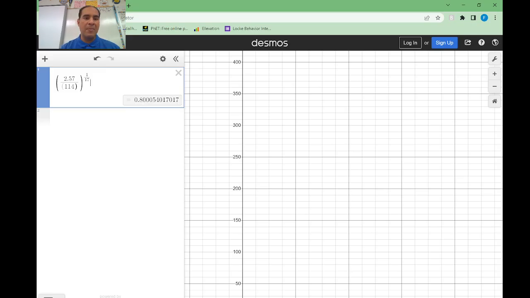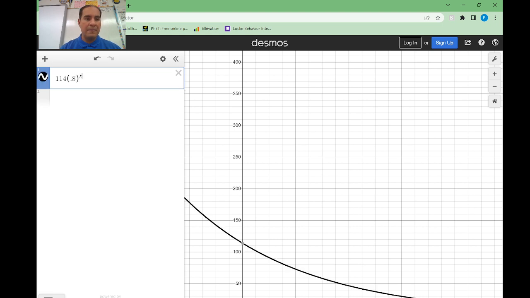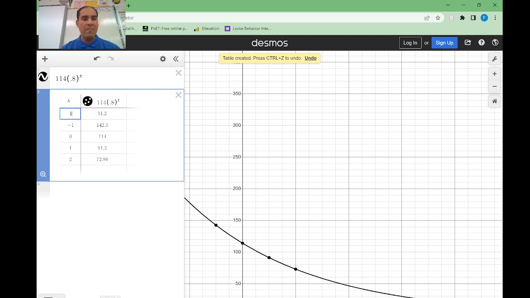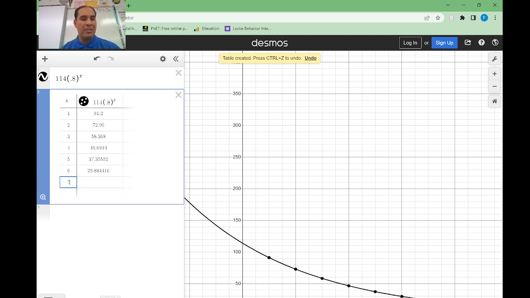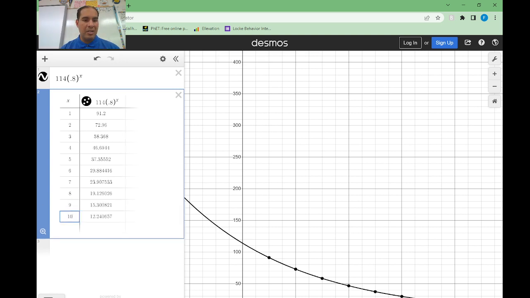So we're going to go ahead and type in the function that we created, which was 114 times 0.8 to the power of x. And then we're going to make a table to see how long it takes to be under 10 inches. So 1 bounce, 2, 3, 4, 5, 6, 7, 8, 9, 10 bounces, 11 bounces. Looks like at 11 we finally get under 10 inches, 9.7.